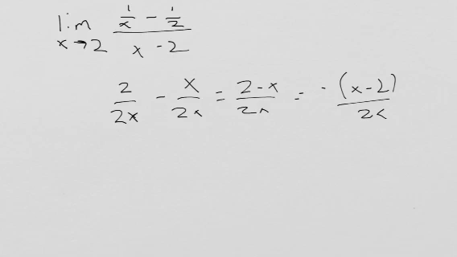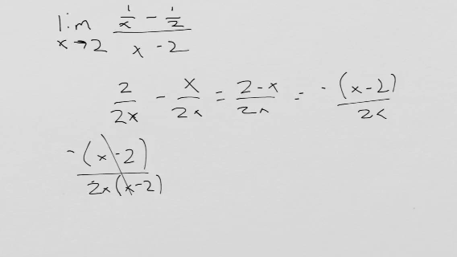And then if you shove that all back together, you're going to get negative x minus 2 over 2x times x minus 2. And those will cancel, and the limit as x goes to 2 of negative 1 over 2x is negative 1/4.